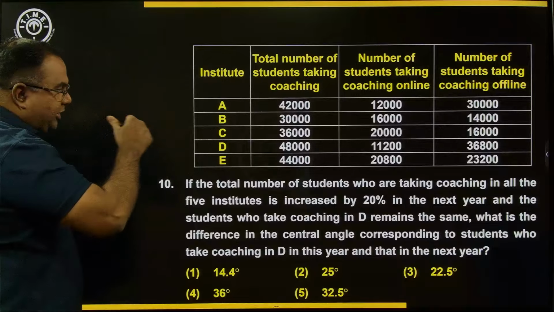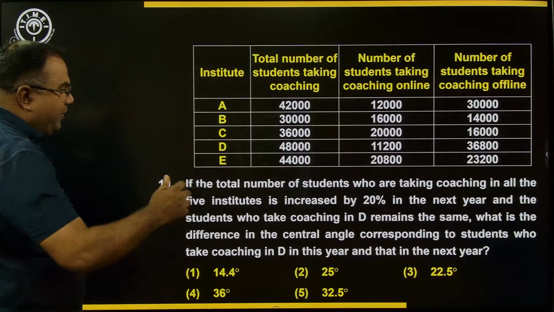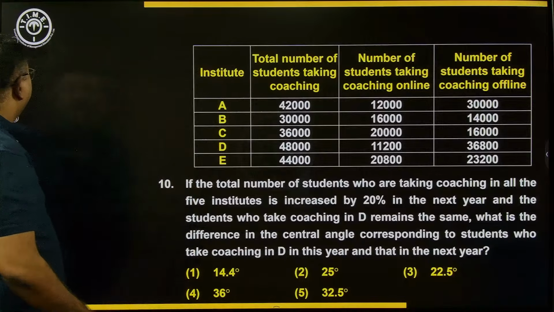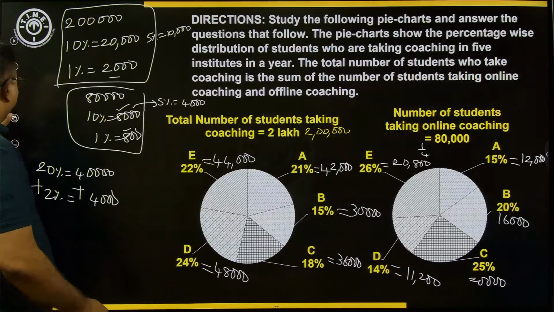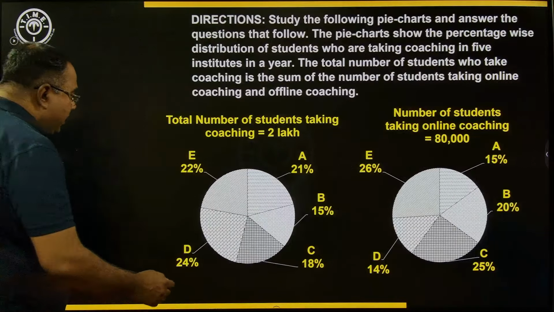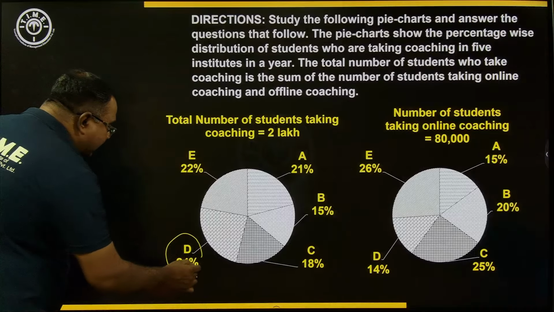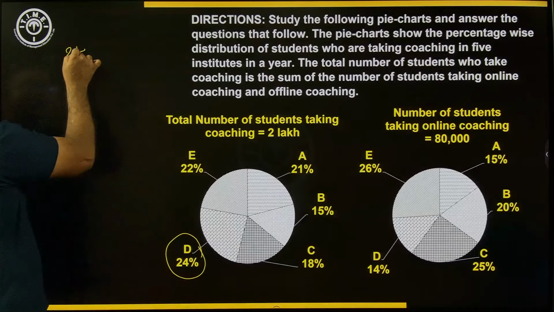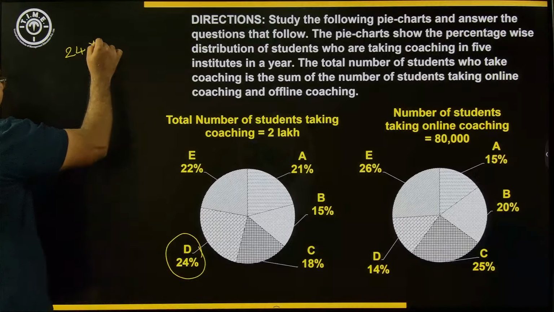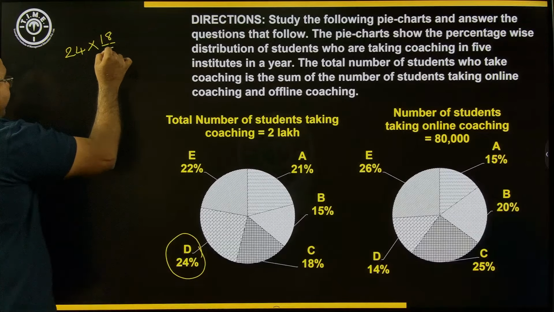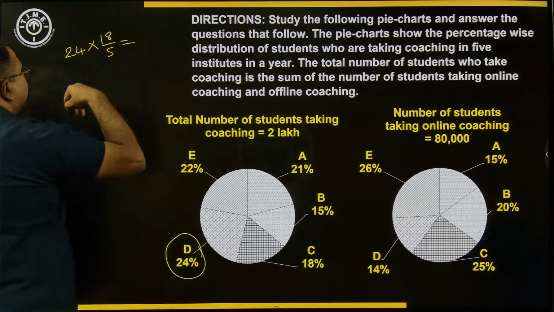Total people who are taking coaching increased by 20%, D remaining same. What's the difference between the central angle of D? That's the question. Let me see here. I'll go back to this pie chart. D, it is 24%. So how much is the angle? 24 into how much? 18 by 5. Right, this is how much?